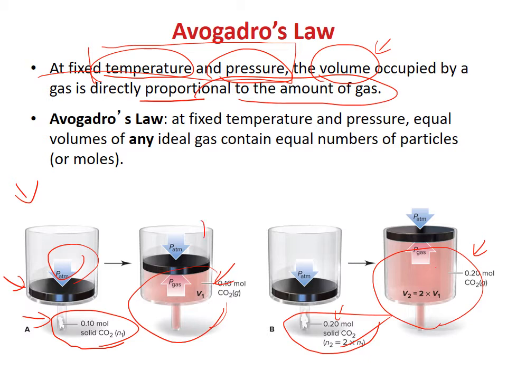So pressure is the same, temperature is the same, the number of moles increases twice, and the volume increases twice. Volume and number of moles are proportional to each other. Avogadro's law says that at a fixed temperature and pressure, equal volumes of any ideal gas contain an equal number of particles or moles.